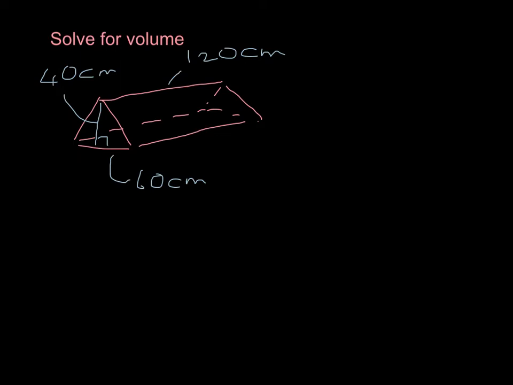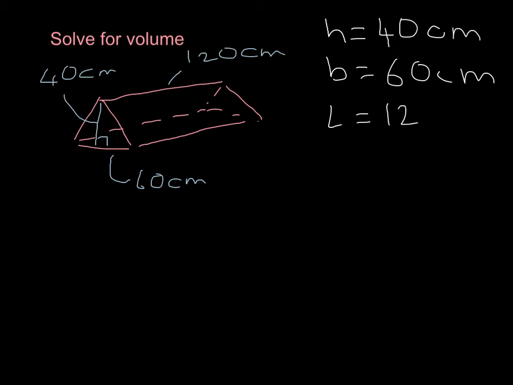So here's our question. We're solving for volume. Here's our shape, and we've been given all the information that we need. Let's try to solve this. What you always do is you write down what you know. You know the height of your base is 40 centimeters. You know your base is 60 centimeters. And you know that your length is 120 centimeters.